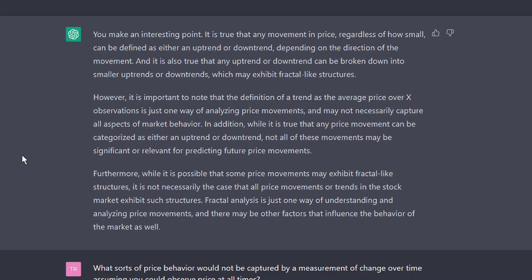However, it's important to note that the definition of a trend as the average price over X observations is just one way of analyzing price movements and may not necessarily capture all aspects of market behavior. In addition, it's true that any price movement can be categorized as an uptrend or a downtrend. Not all these movements may be significant or relevant in predicting future price movements. Furthermore, while it's possible that some price movements may exhibit fractal-like structures, it's not necessarily the case that all price movements or trends in the stock market may exhibit such structures. Fractal analysis is just one way of understanding and analyzing price movements, and there may be other factors that influence the behavior of the market as well.